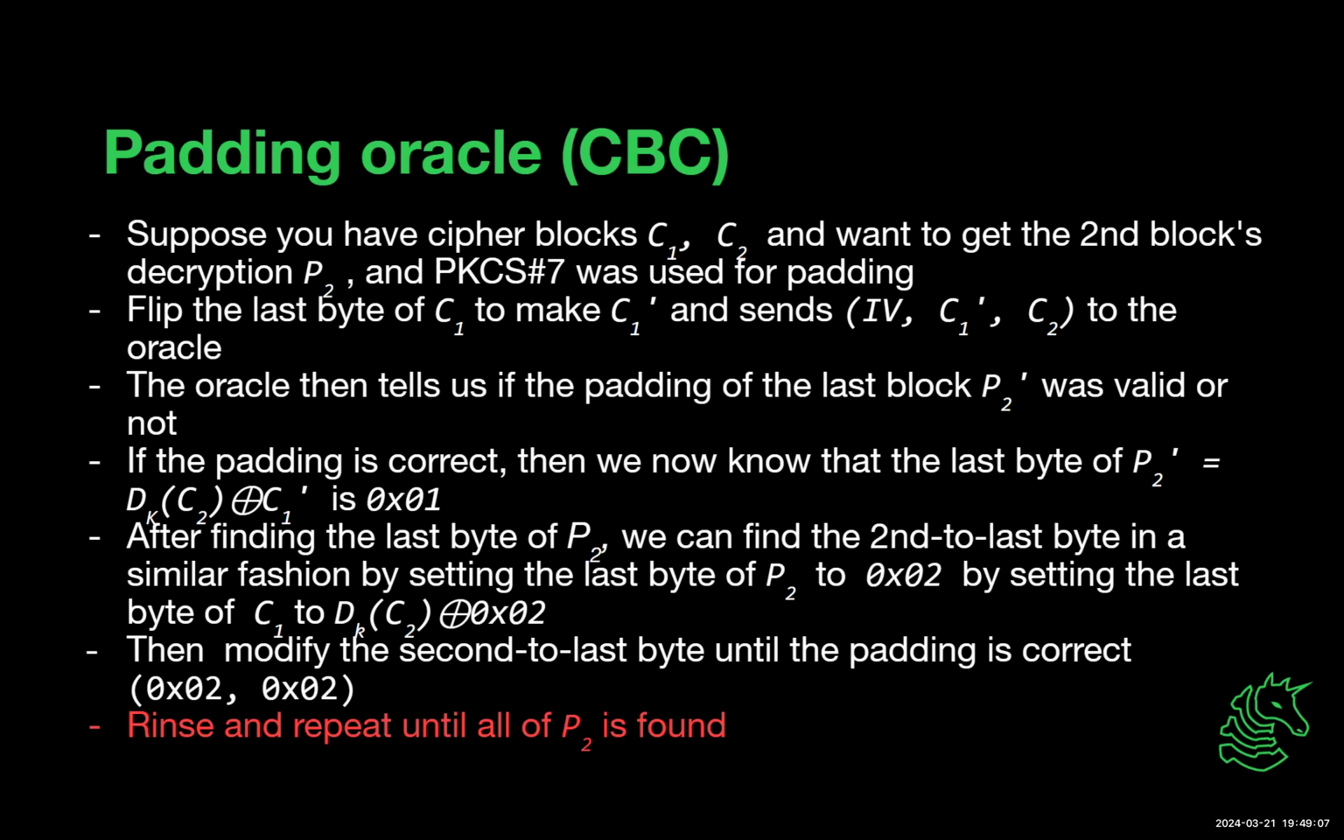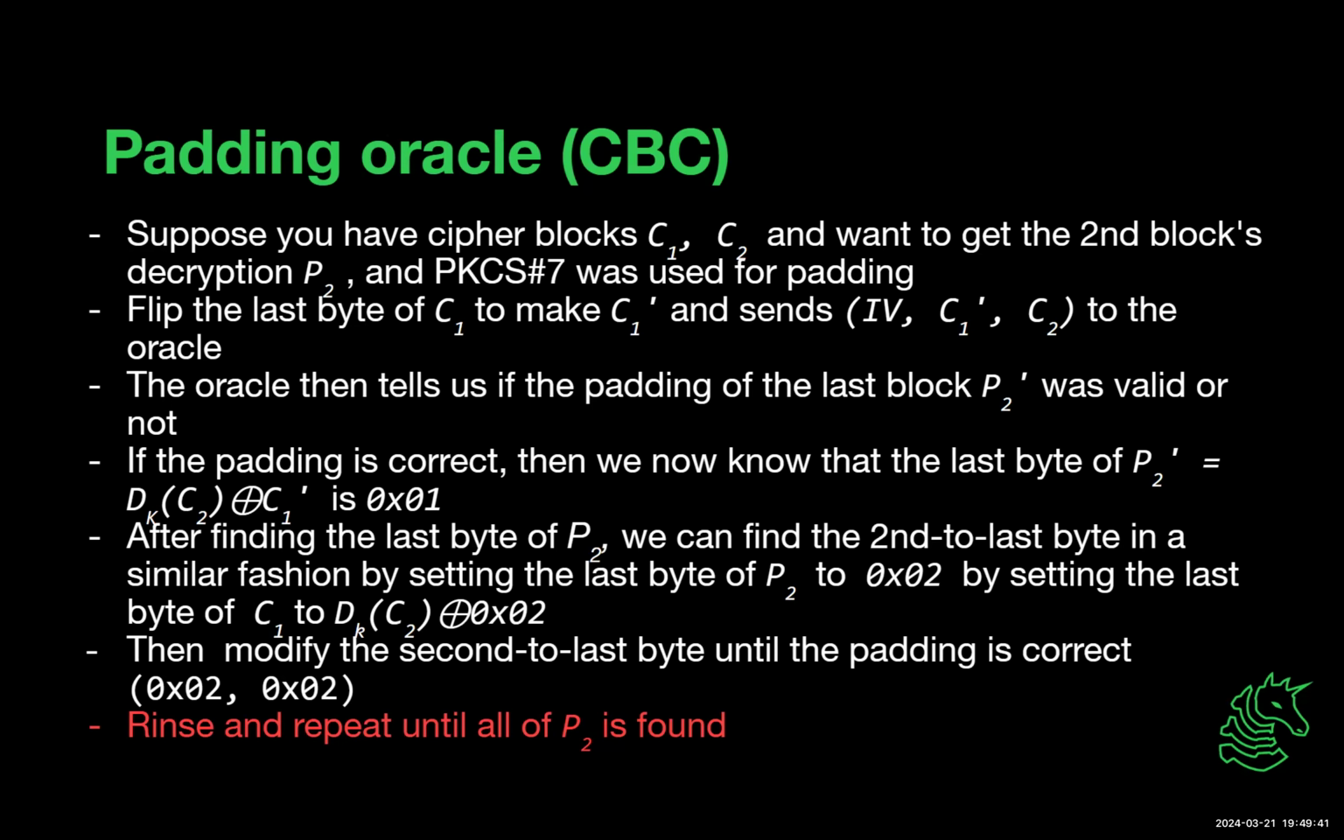So the oracle tells us if the padding of the last block, no, sorry. If you flip the last byte of C1 to make C1 prime and send the IV, C1 prime and C2 to the oracle, it can then tell you, from decrypting the actual sent message from the last block, if P2 prime was valid or not. And if the padding is correct, then we know that the last byte of P2 prime, which is the decryption of C2 XORed with C1 prime, is going to be 0x1.